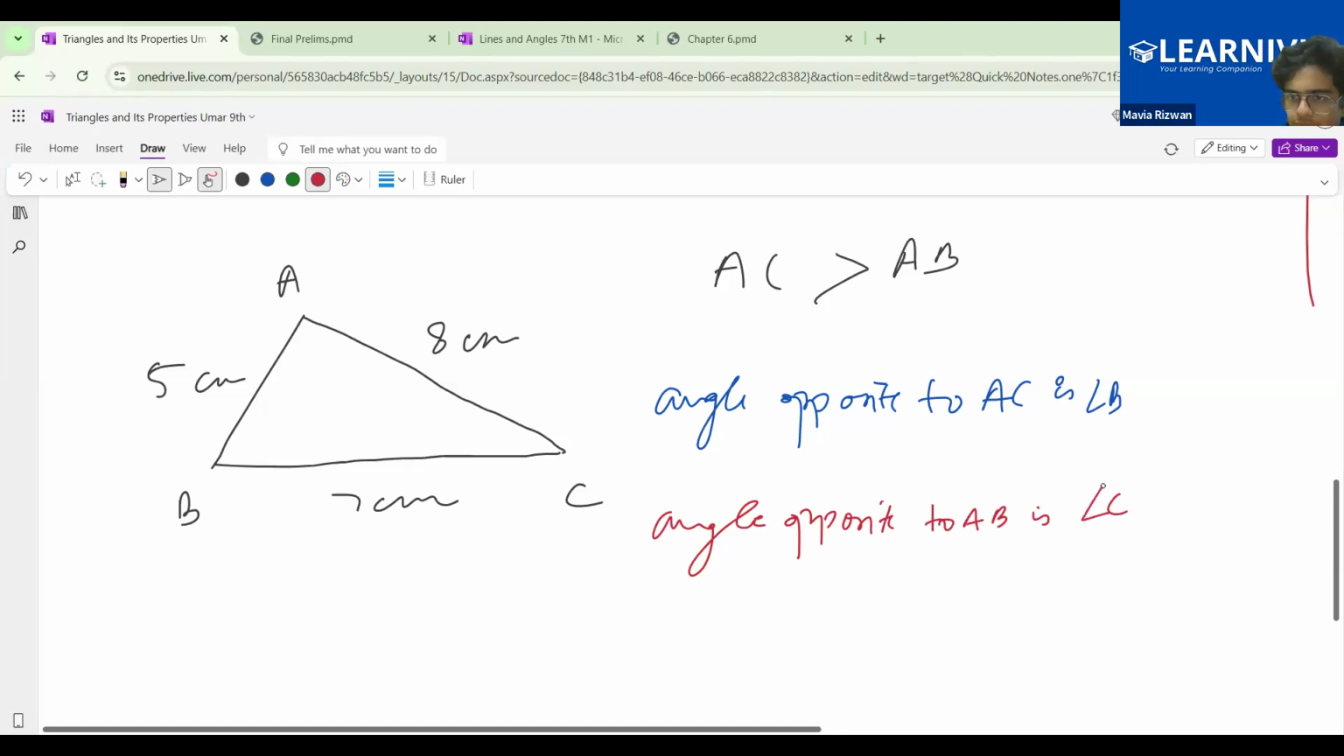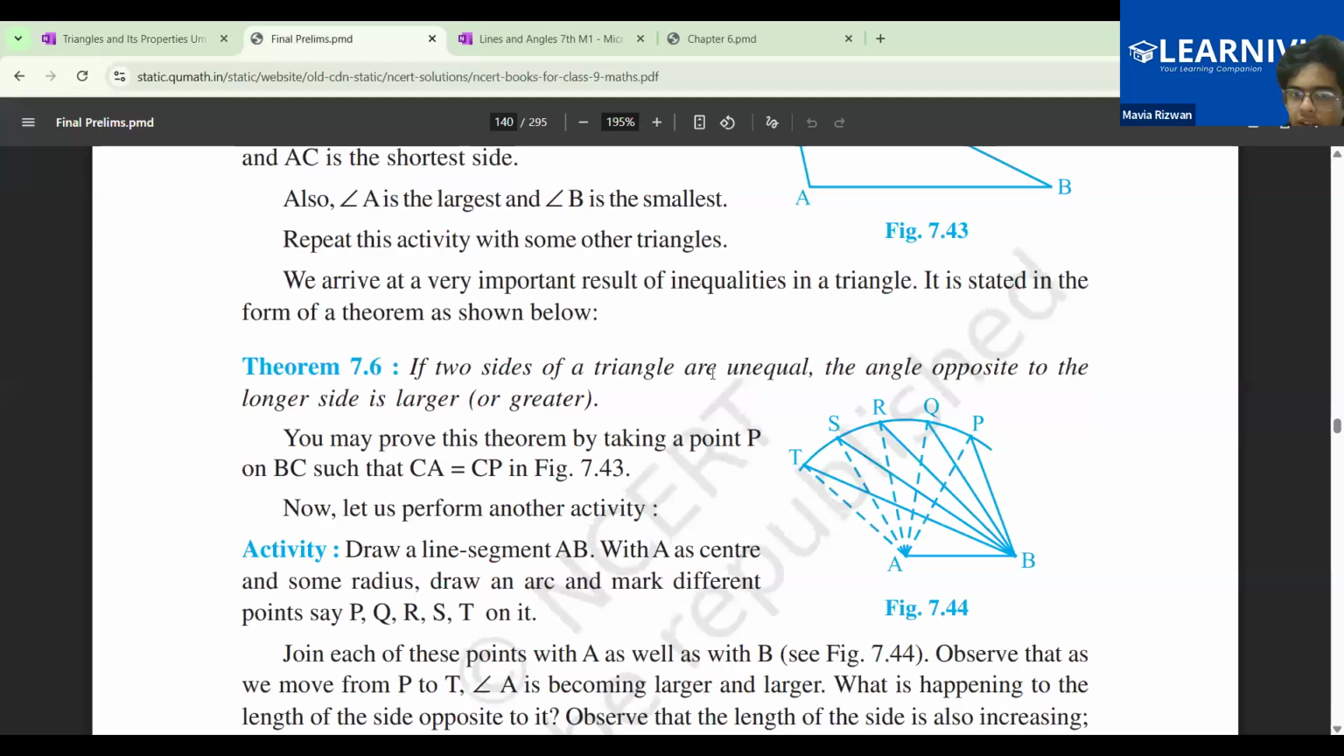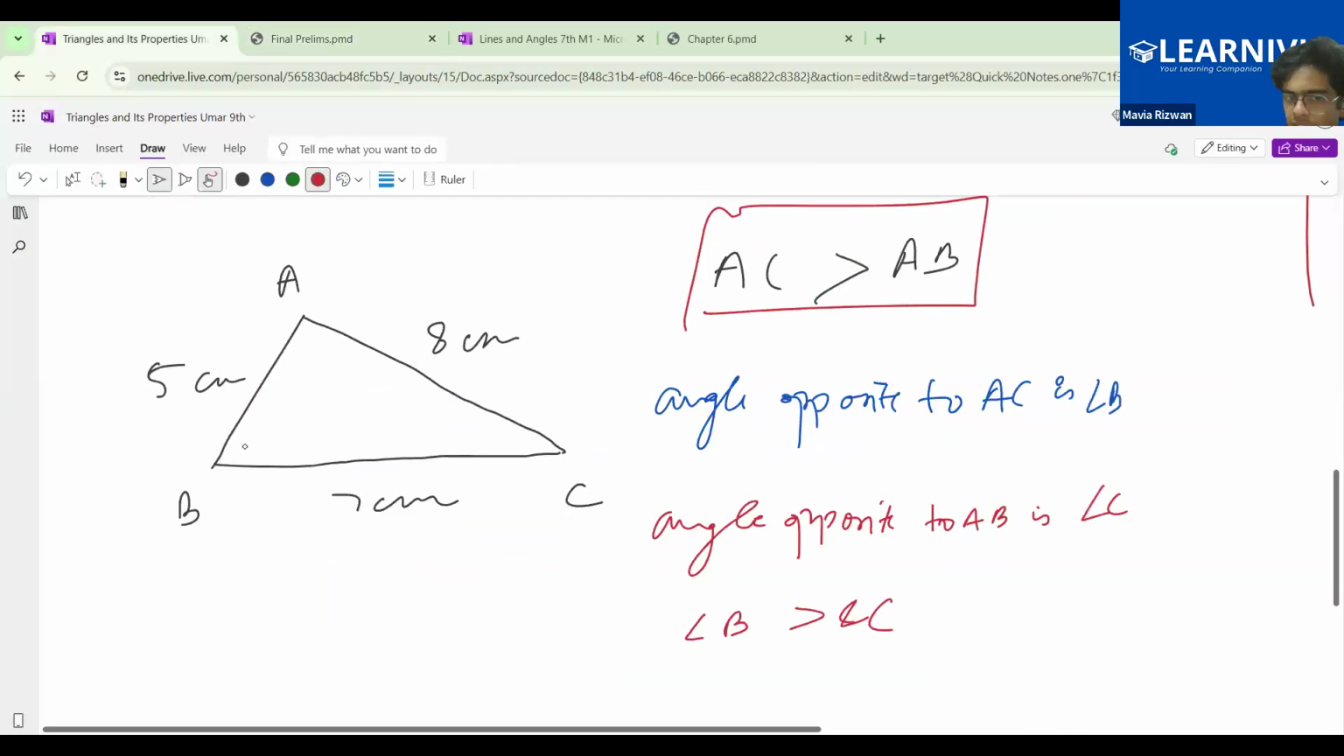Now the point is that since AC is greater than AB, guys, so the angles would be opposite. AB's opposite angle is C, so B would be less than angle C. No, no, no, I meant AC is greater, right? AC is greater. So angle B would be greater than angle C. See, this is what the theorem says. If two sides of a triangle are unequal, the angle opposite to the larger side is larger. Like this one was the larger side, so the angle opposite to it is greater.